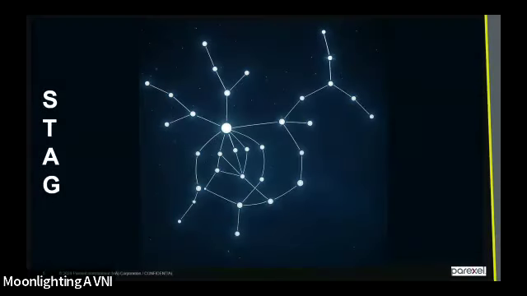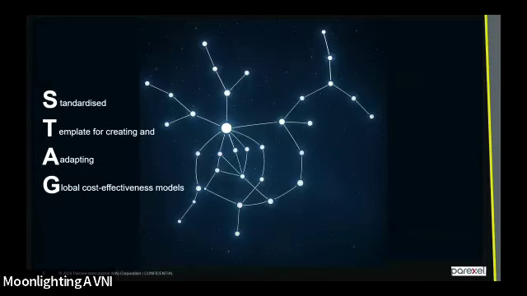So yeah, speaking of ChatGPT, I got very carried away with the image creator last night. This is a visual representation of my model. I thought it looked a lot like a stag, so I've come up with an acronym for this model: the standardized template for creating and adapting global cost-effectiveness models. So this is the first launch of the new name. I will have a hex at some point.